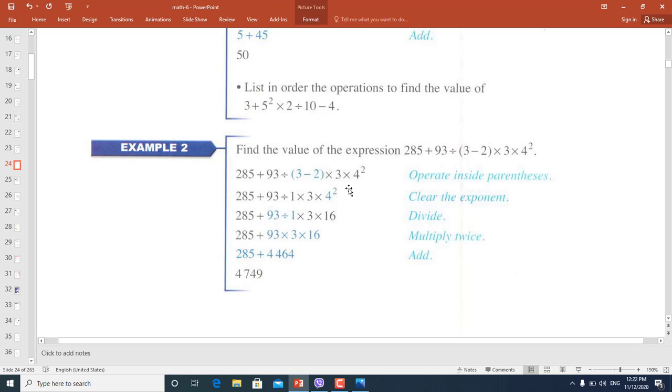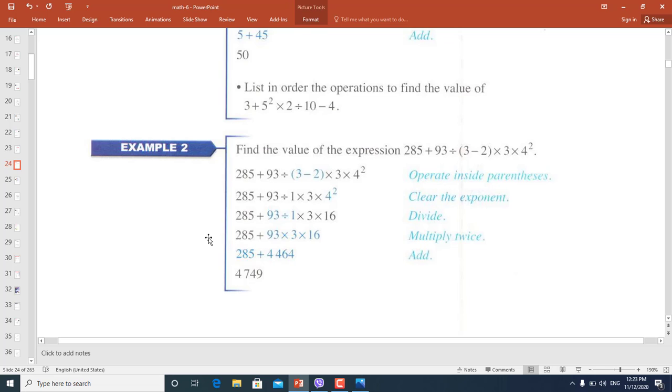exponent 2 write again. From the second step we solve the exponent, any number and sign you have, you write again. Together we bring down, and 4 exponent 2 means 4 times 4, which is 16. After that we will start from left to right. We look if we have any divide or multiply, and we solve. Here we have add, so we don't change it, we write again. And 93 divided by 1 we solve because it's divide, it's 93. And this time 3 times 16 we write again.